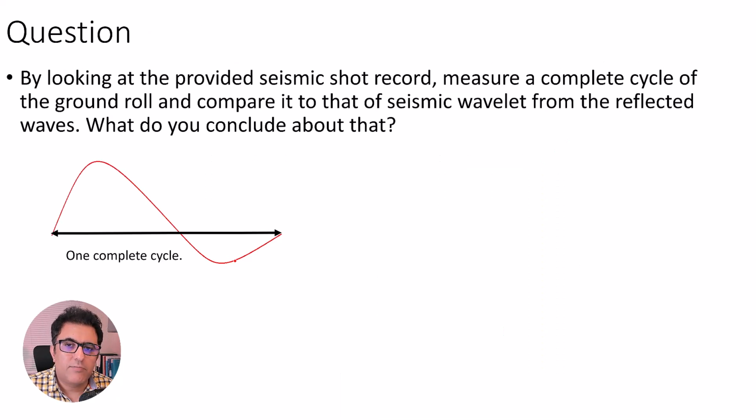Now you may ask me a question: how can we identify ground roll? In order to do that, just let me ask you this question. Look at the ground roll data that you have, and I'm going to go back to the previous slide. Look at one complete cycle of the ground roll and compare it with, for example, direct waves or refracted waves. Then share with me your observation.